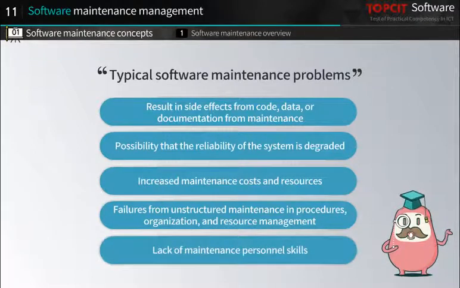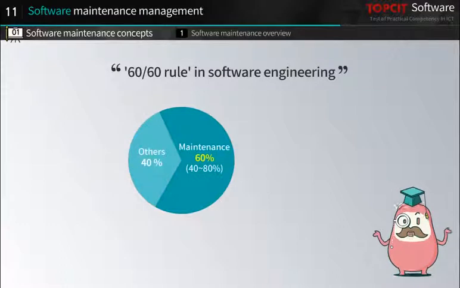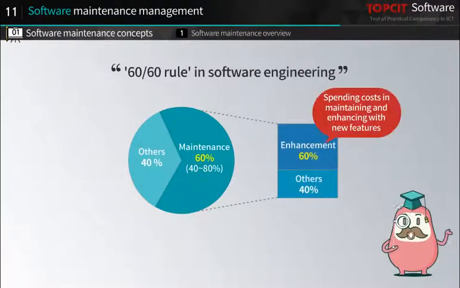Maintenance personnel may lack skills. These are typical maintenance problems. There is a 60-60 rule in software engineering. The cost of maintaining software is about 40% to 80%, usually 60% on average. 60% of the maintenance costs are spent in maintaining and enhancing with new features.